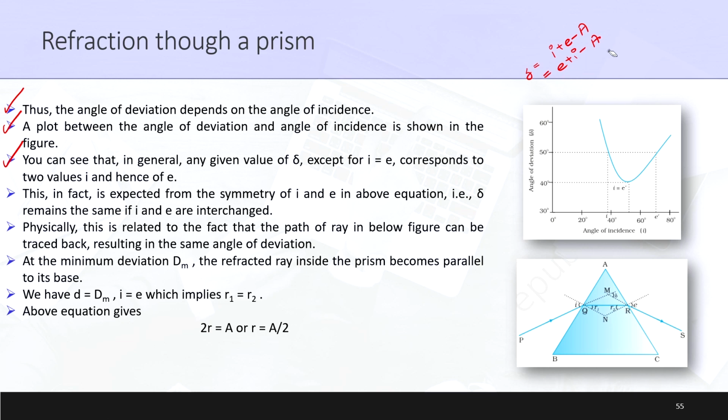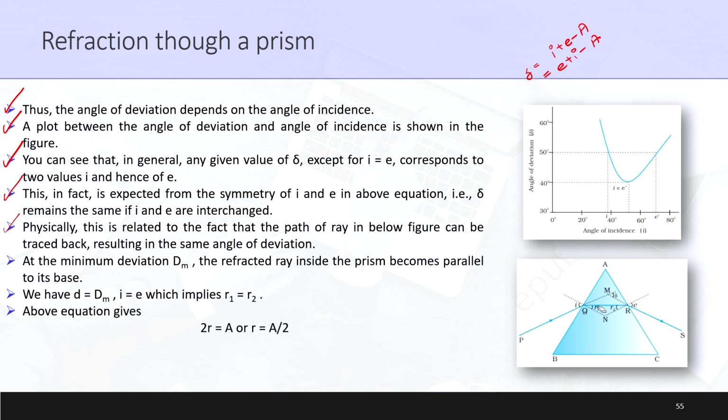Okay, fine. Next thing is, physically this is related to the fact that the path of the ray in the below figure can be traced back, resulting in the same angle of deviation, quite evident. That is, if we just change the direction of propagation, the ray can be traced back. So, we can just go directly back to the source of the light.